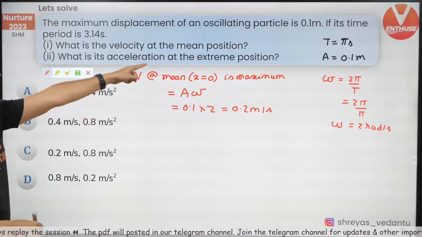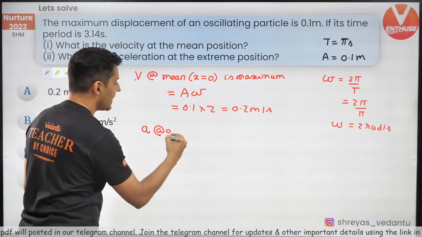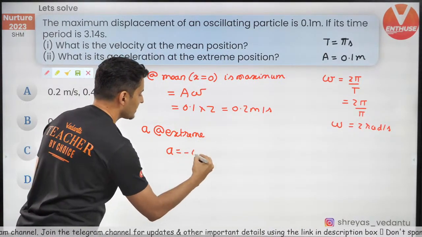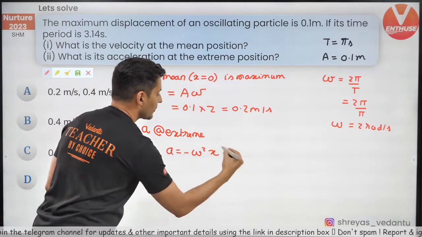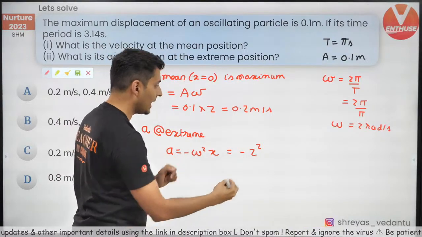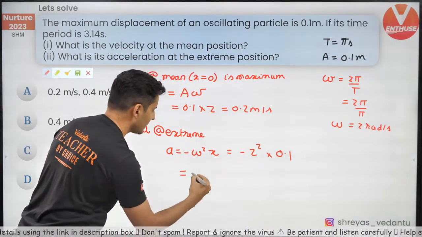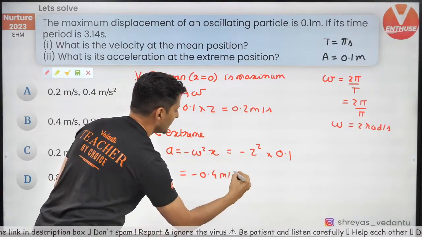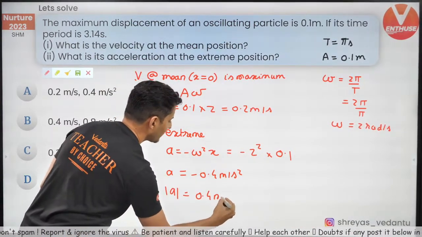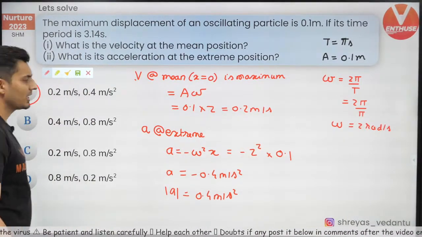Next, what is the acceleration at the extreme position? At the extreme position, you can use this equation, minus omega square x. So minus, omega is 2, so 2 square, and x at the extreme is basically the amplitude, which is 0.1. So I'm just going to get minus 0.4 meters per second square. But if I'm asked the magnitude of it, then it will be just 0.4 meters per second square. So 0.4 meters per second square and 0.2. So option A is correct.